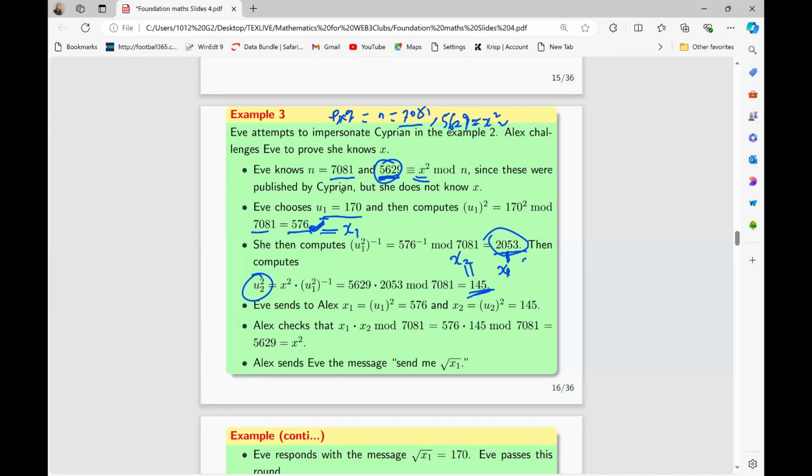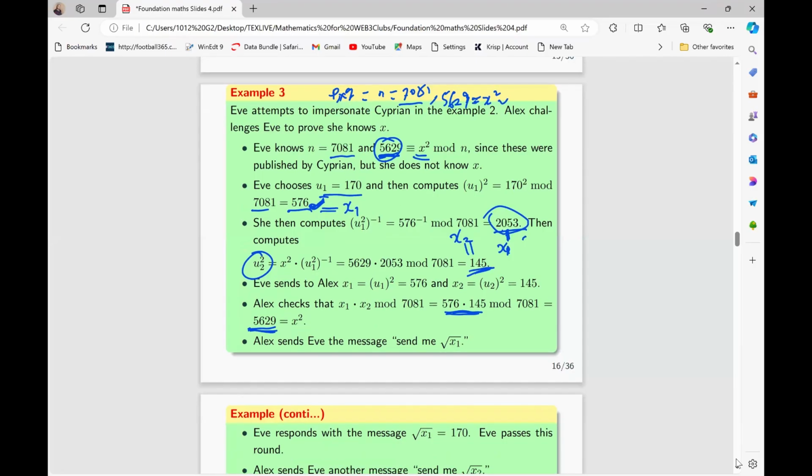Alex confirms whether their product is x square. So he multiplies these two, and to his surprise, he finds that they equal x square. So he's beginning to feel that this guy is proceeding in the right way in terms of the proof. But then he has to verify. Now, Alex is supposed to ask him to get the square root of each of them.